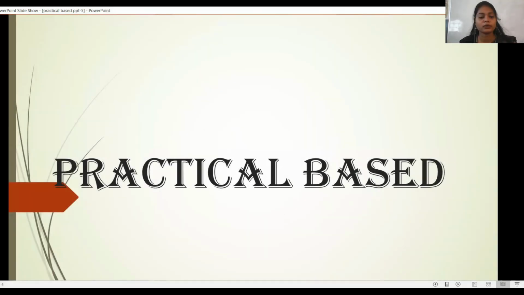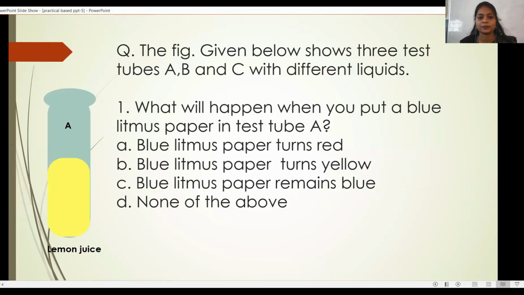Now we will talk about the practical based question. So here one figure is given to you. It shows three test tubes A, B and C with different liquids. So here in test tube A, you will see lemon juice.